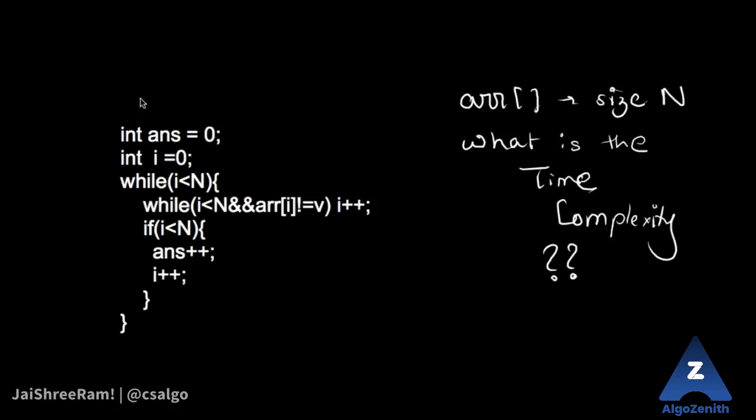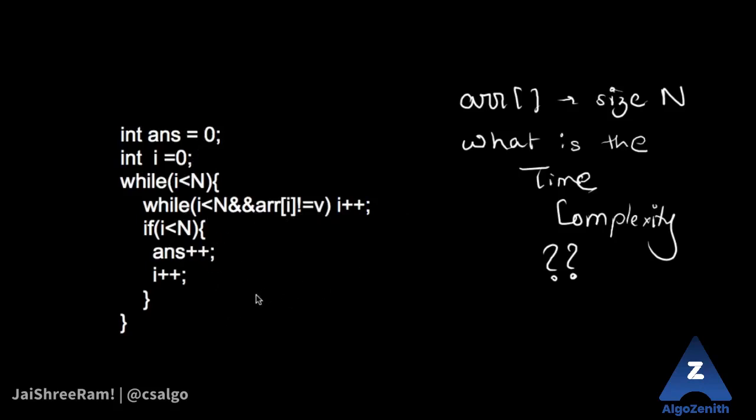So we have seen a lot of code till now on how to find the time complexity. Let's go through one more code. Let's say you have an array which has size n, and you are given this code: you have an answer variable, you have an i variable, while i is less than n, and while i is less than n and ar of i is not equal to v, i plus plus. A weird looking code, right?